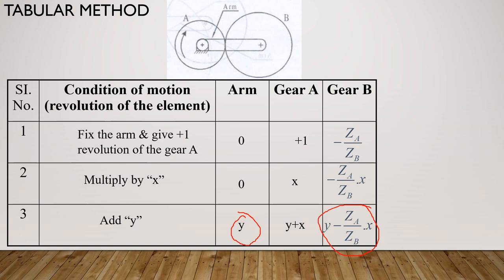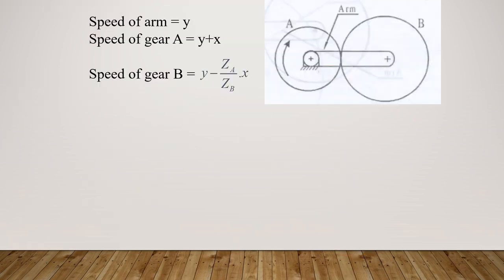So the next step is solving these three expressions. As I already said, speed of arm is y, speed of gear A is y plus x, and speed of gear B is y minus za by zb into x, what we received from the table. So going to case 1, where gear A is fixed, we have to calculate the speed of gear B.